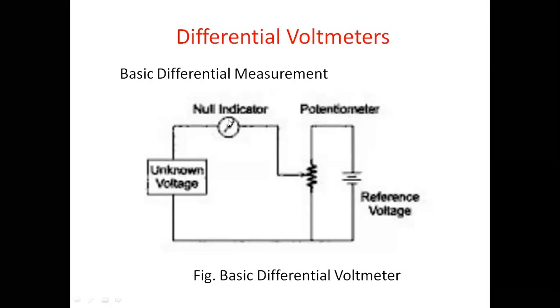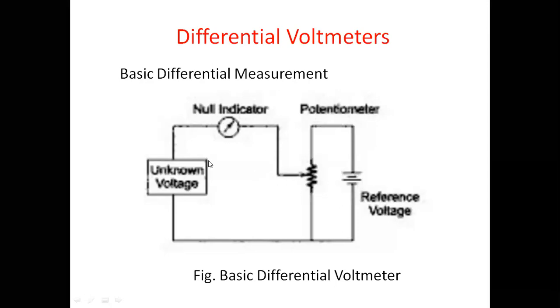Here, this null indicator has negative, 0, and positive scale readings. Generally the scale readings go from 0 to some 100, like 100 volts, 50 volts, like that. This null indicator has a negative reading, 0, which is the null value, and a positive reading. Like that we have the scale on the null indicator.